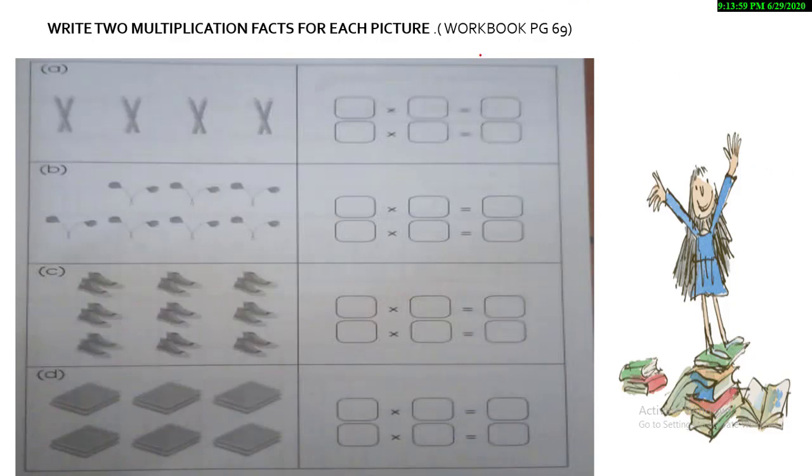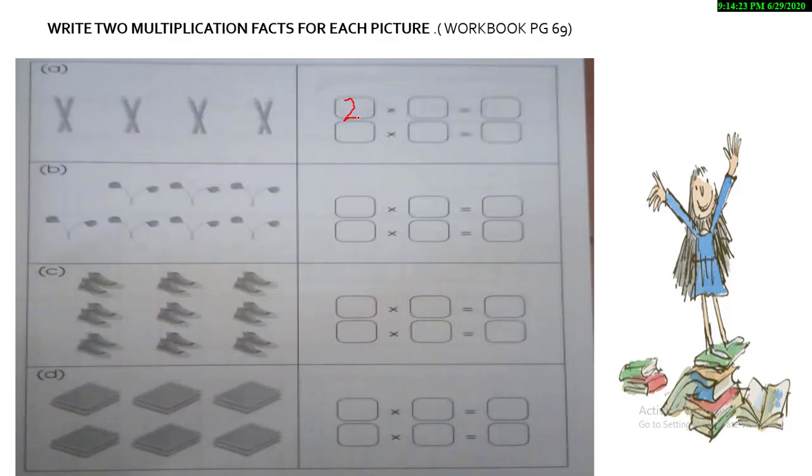So let's have a look. I basically like the smile of this group. Write 2 multiplication facts for each picture. What you can see in this picture, this is about the 2 times table, because there are again two pairs. 2 pairs of pencils are here. 2 pencils are joined together. So what will you write down over here?